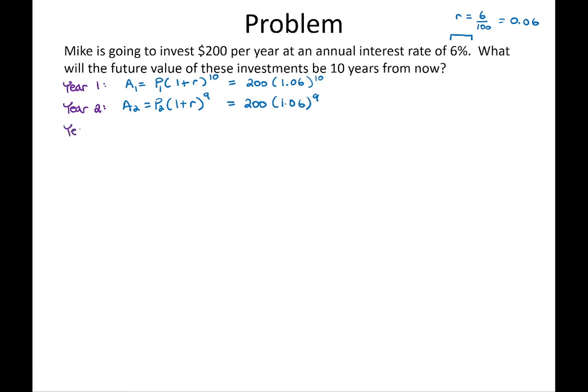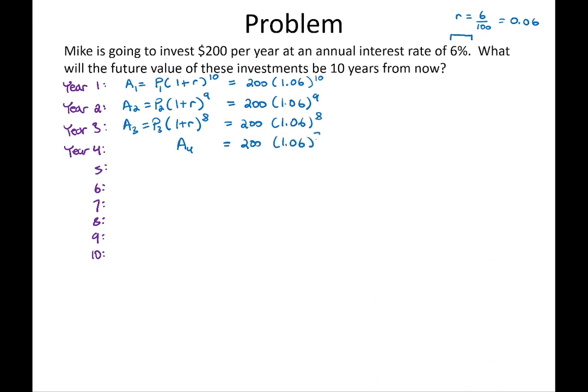And then we could continue year 3, year 4, year 5, 6, 7, 8, 9, and 10. So A3 will be P3 times 1 plus R to the 8. So 200 times 1.06 to the power of 8. A4 will be 200 times 1.06 to the power of 7. See how it's working out? There's a pattern to these. But etc.